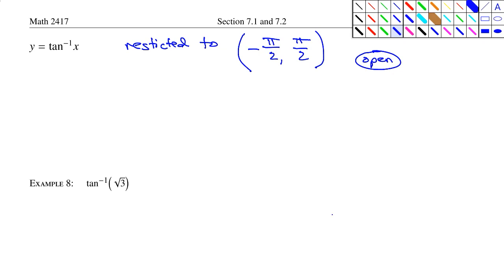Another thing to note is, what can you take the arctangent of? You can take the arctangent of any real number. So this is defined for all real numbers.